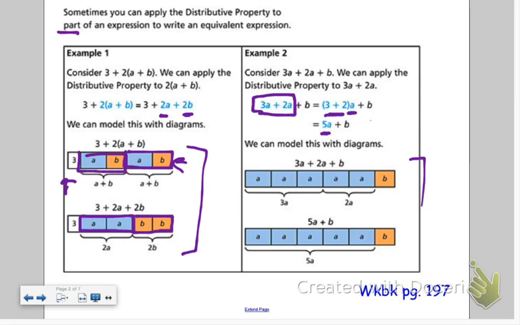Take a look at the diagrams. You can see they're almost identical. Here we have 3 A's plus 2 more A's plus B. So that's our 3A plus our 2A plus our B. That was the original expression. And then in the rewritten expression where we do 3 plus 2 times A, so A times the sum of 3 plus 2, that's going to give us 5 A's, so we just put all 5 A's together, plus the extra B.